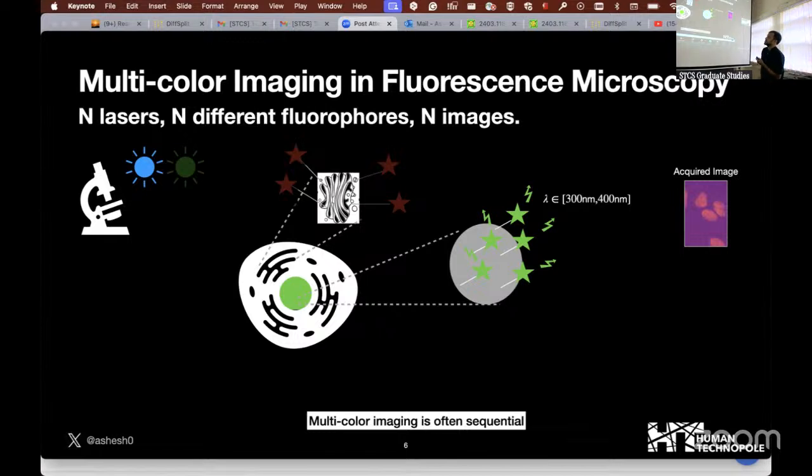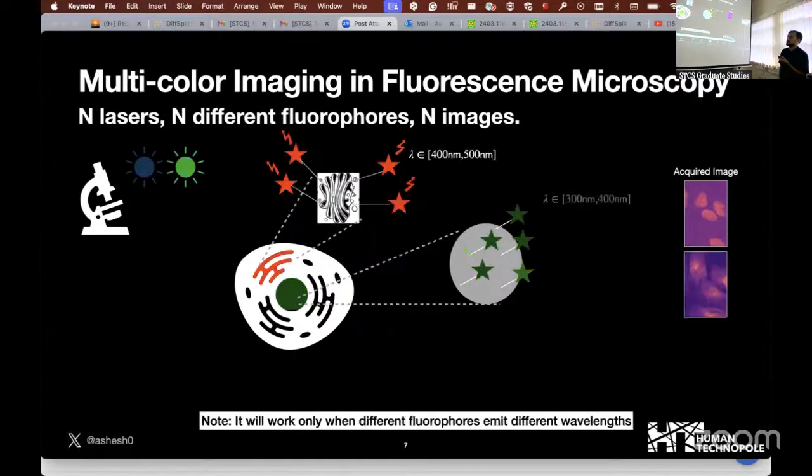So for multicolor imaging, you have two different fluorophores. You attach one of them to one structure type and the other to the other. These fluorophores are specific, in the sense that if you want to attach to the nucleus, it will only attach to the nucleus and nothing else. In this case, you have two lasers. You shine light with one laser, you get one image. You shine light with the other laser, you get the other image. What is important to note here is that it will only work when these two different fluorophores emit different wavelengths, because from optics there is a way to separate these photons based on the wavelengths. But if they all emit the same wavelength, then it will be impossible to segregate them.